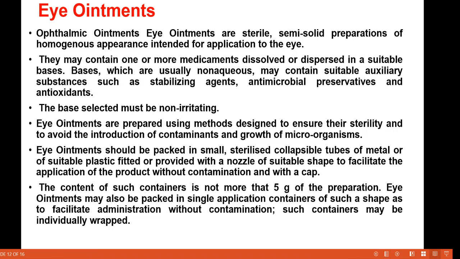Eye ointment should be packed in small sterile collapsible tubes of metal or a suitable plastic, fitted with a nozzle of suitable shape to facilitate the application of the product without contamination, and with a cap. The content of such a container is not more than 5 grams of the preparation. These eye ointments may also be packed in a single application container of such a shape as to facilitate administration without contamination. Such containers may be individually wrapped.